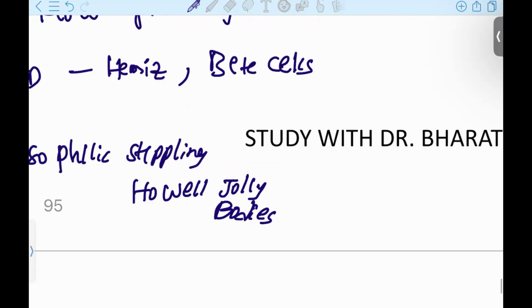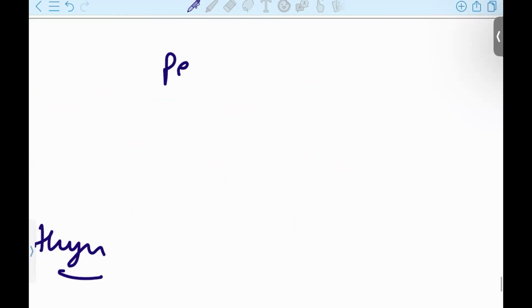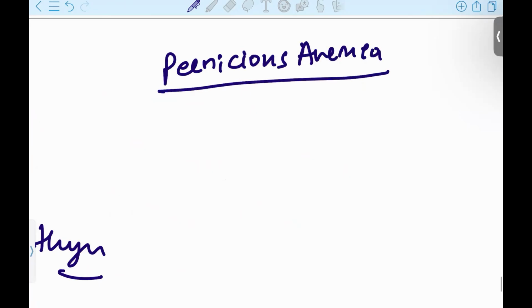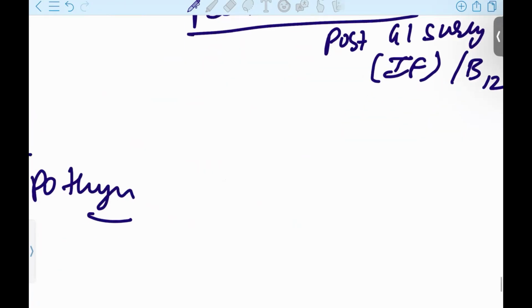That is seen in the B12 or the B9 deficiency. Next, pernicious anemia. So pernicious anemia is mostly post GI surgery due to loss of intrinsic factor and B12. Okay, this is your pernicious anemia.